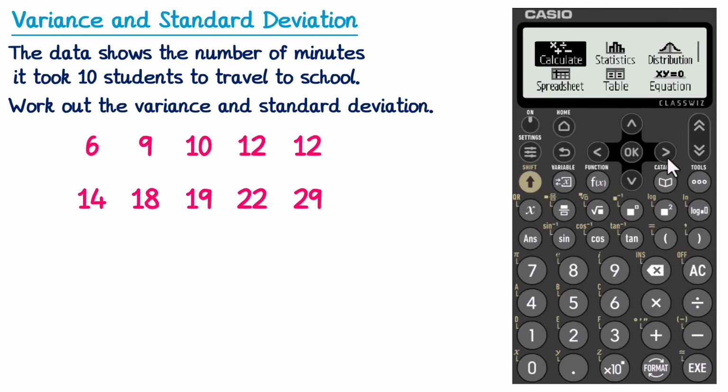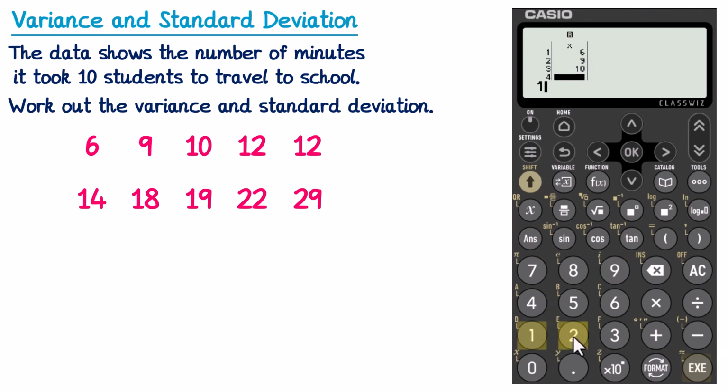The first thing we need to do is go into statistics mode, and then we press one variable, and we've just got a list here, so we can just type all of these x values in. So 6, 9, 10, and I'll speed this up now. And once you've entered all 10 of those values, you just press the execute button once, and a second time, and you'll be presented with these statistics here.